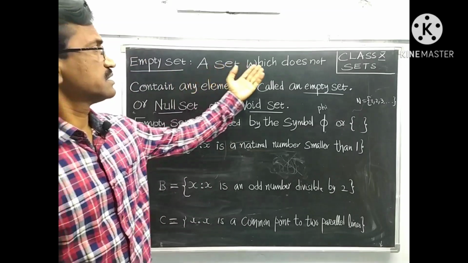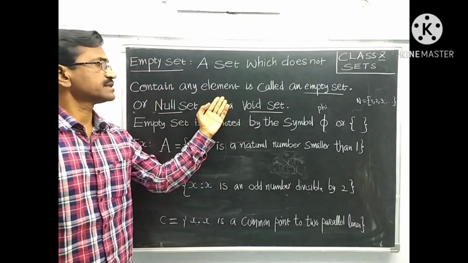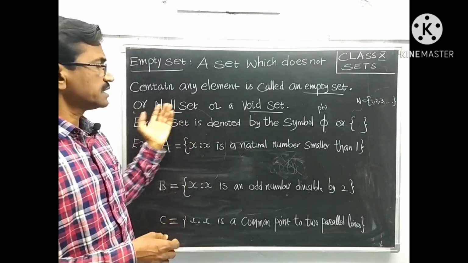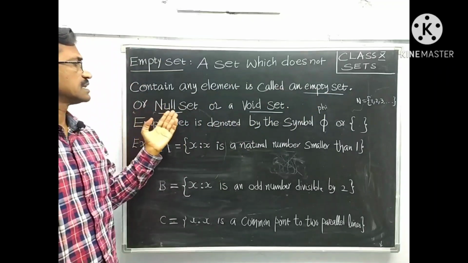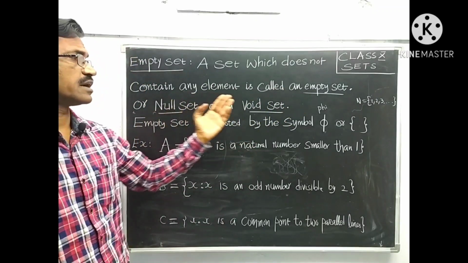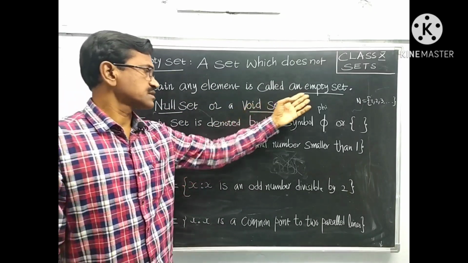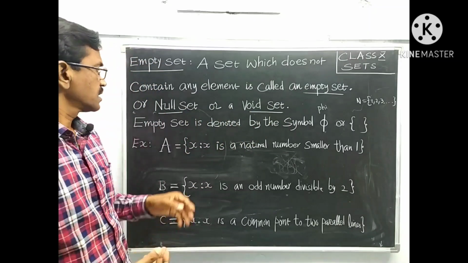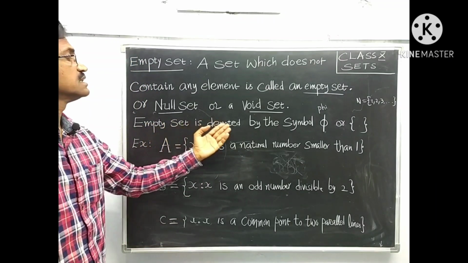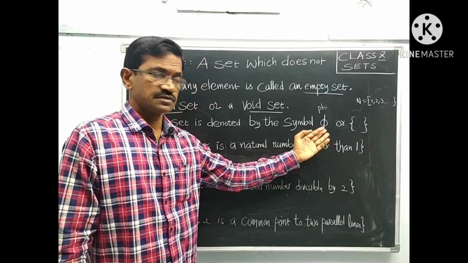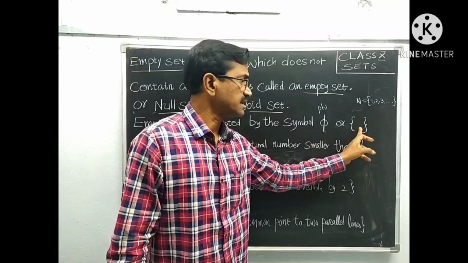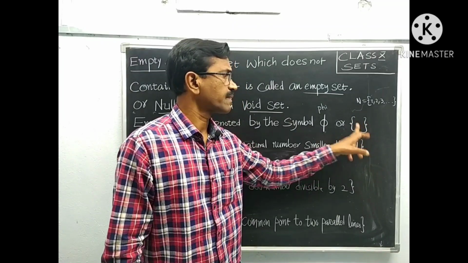Here, a set which does not contain any element in it is called an empty set. So, empty set is also denoted by null set or void set. Empty set or null set or void set. All the terms, all the definitions have the same meaning. Now let us take an example. Before taking example, empty set is denoted by the symbol phi. Phi symbol, Greek letter, or let us denote this one by like this, two braces without elements.